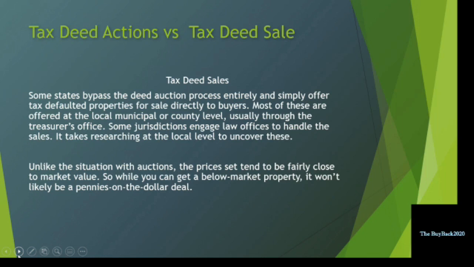So, for instance, I bought tax liens in Queen Anne County in Maryland, and they have a private lawyer that deals with their tax liens. So it's not actually just a county lawyer for the county. They are contracting through lawyers around the area. Unlike that situation with auction, the prices tend to be fairly close to market value. So while you can get a below market property, it won't likely be a penny on the dollar deal.